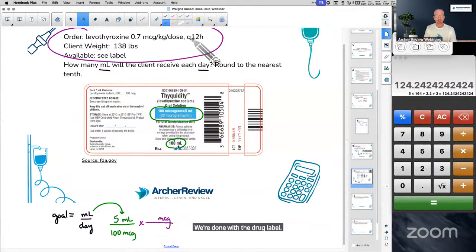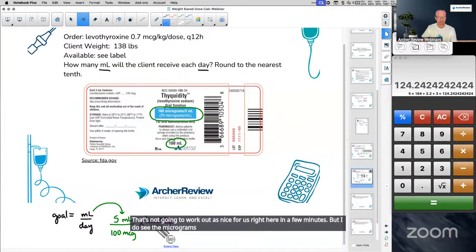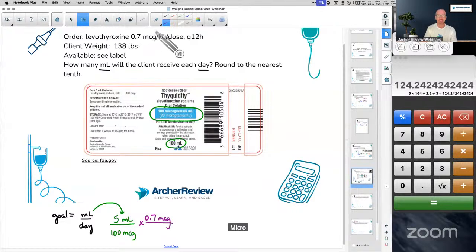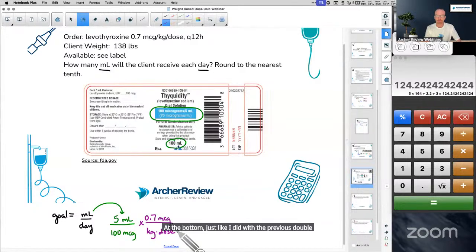So looking up here, I do see micrograms, luckily. That's not going to work out as nice for us right here in a few minutes. But I do see the micrograms. I see 0.7 micrograms. Here's our double slash. How do we handle that double slash? 0.7 micrograms. The kg and the dose, I'm going to put them together at the bottom, just like I did with the previous double slash problems we looked at.